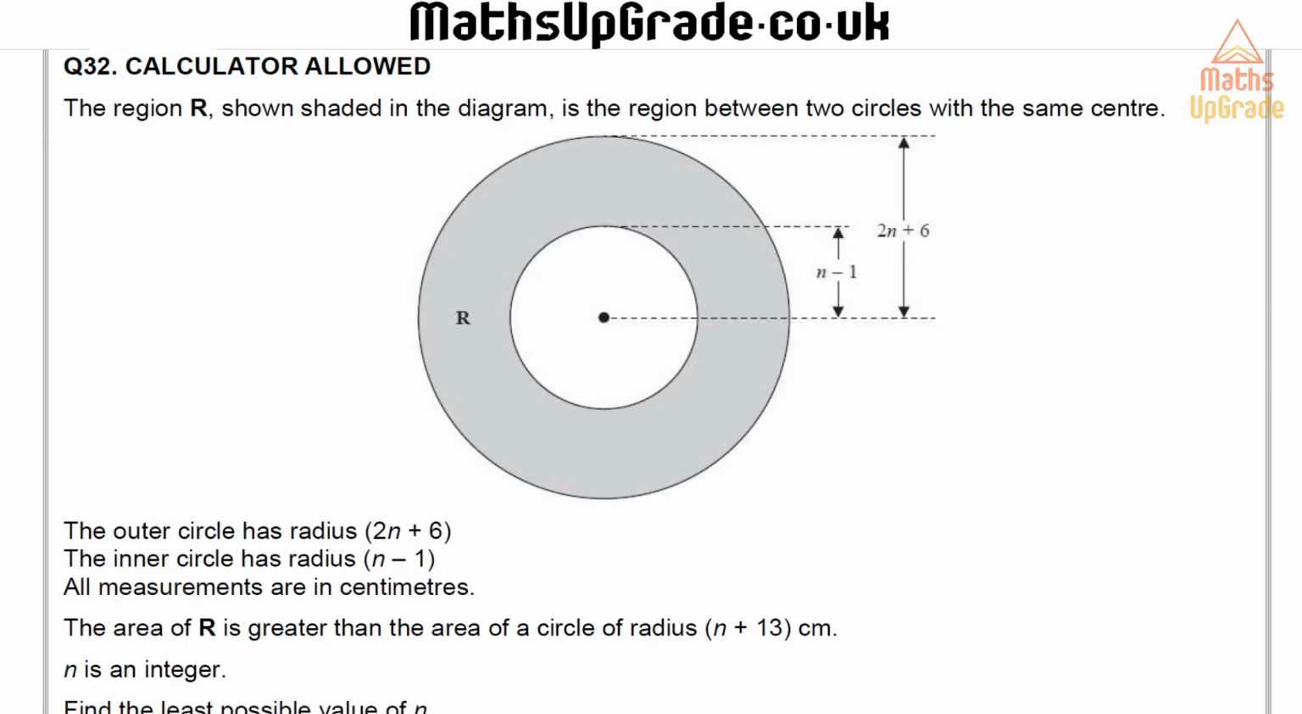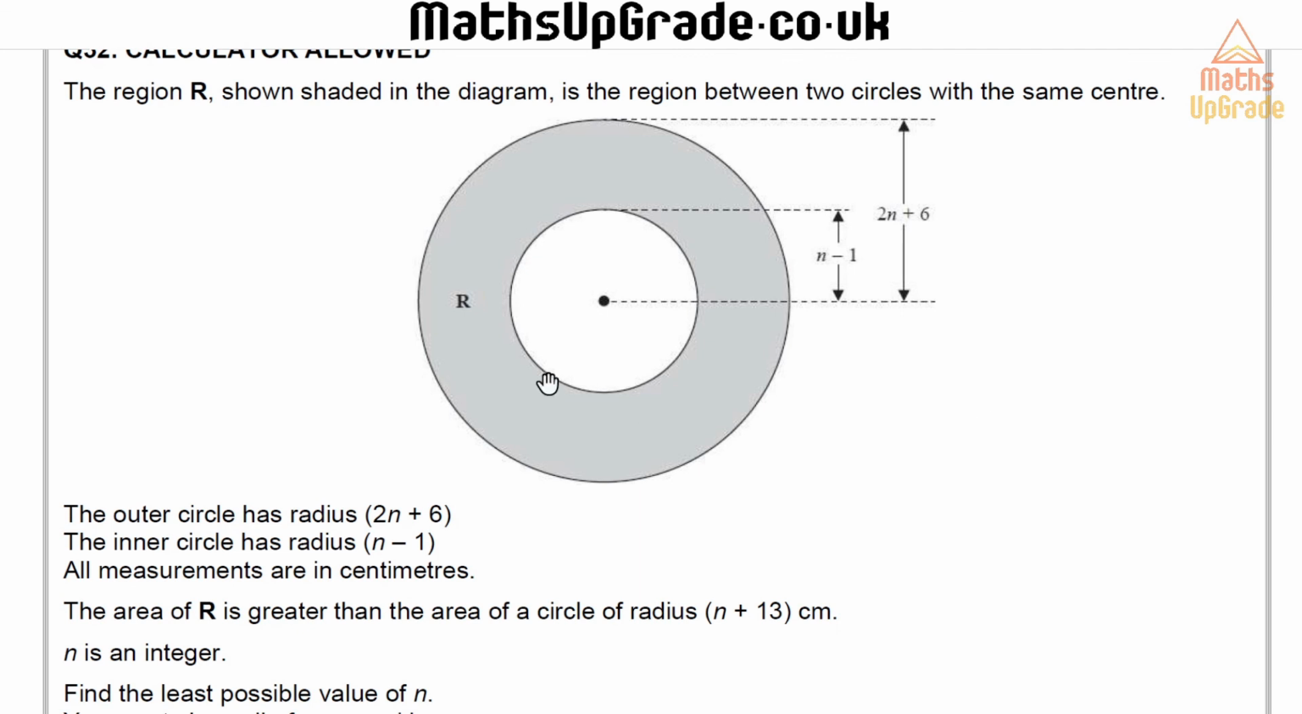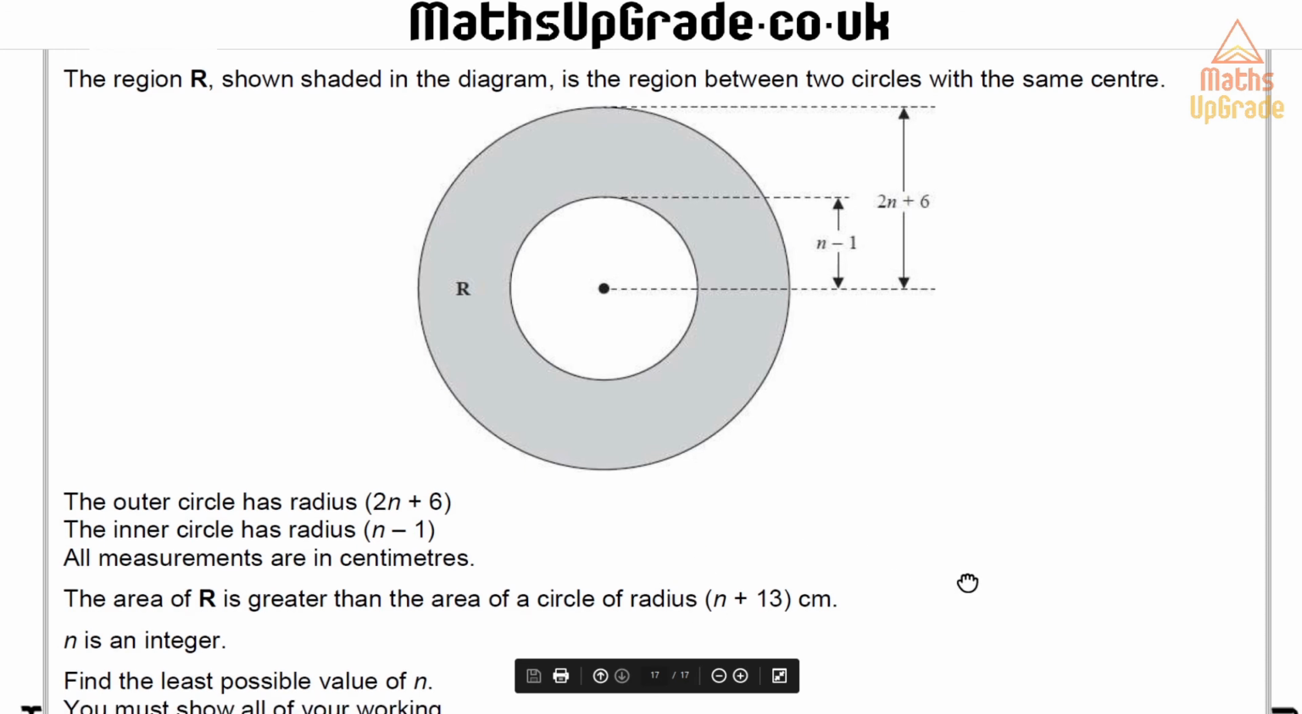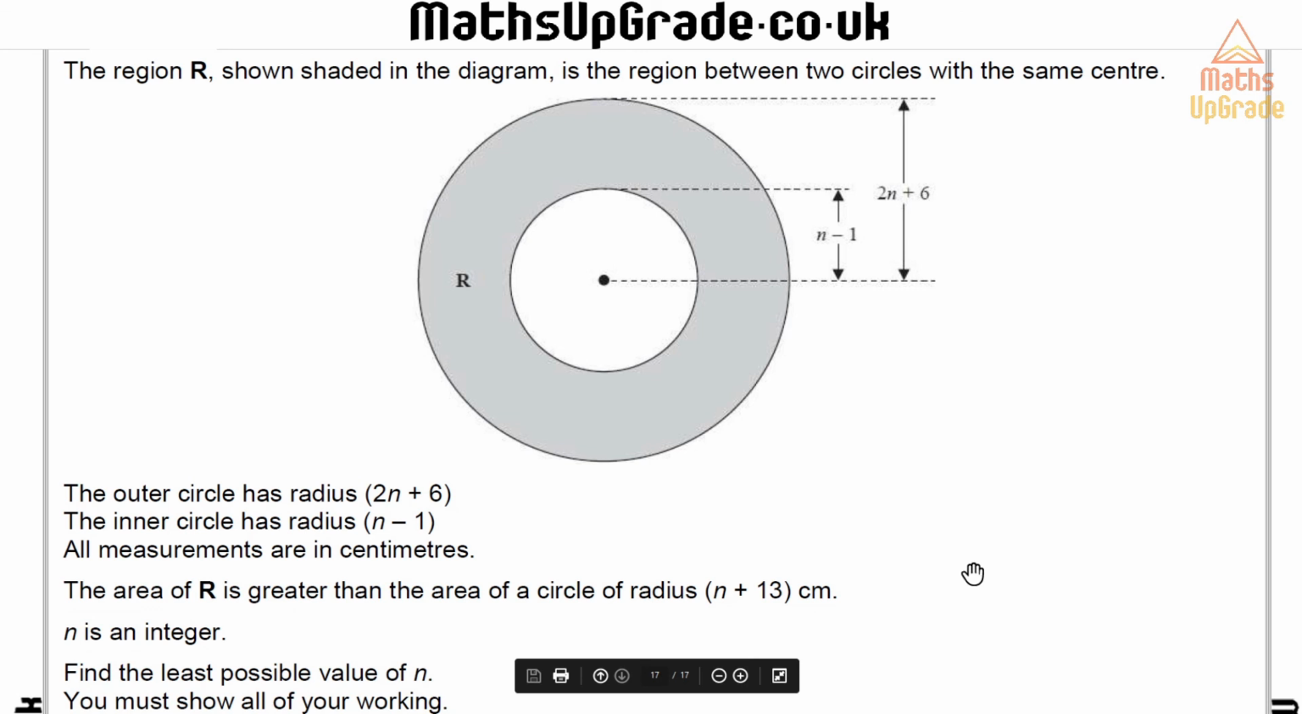Okay, question 32. I'm given a region R, which is shown shaded in that diagram, and it's between those two concentric circles. The radius of the outer circle is 2n plus 6, and the inner circle's radius is n minus 1. The area of that shaded region is greater than the area of a circle of radius n plus 13, where n is an integer. So find the lowest possible value of n, showing your working. This question's worth 5 marks.